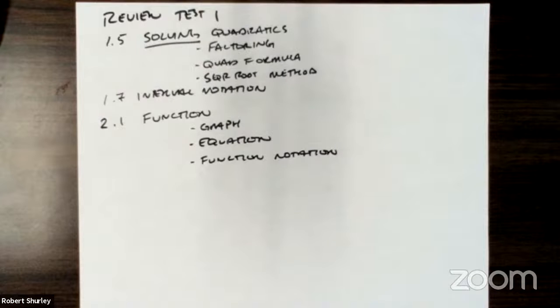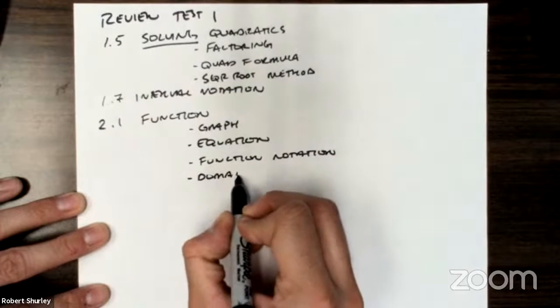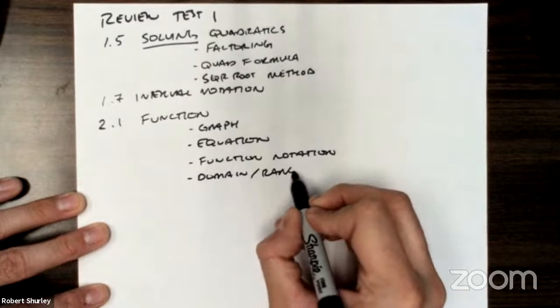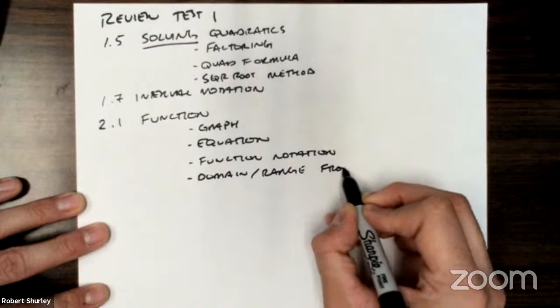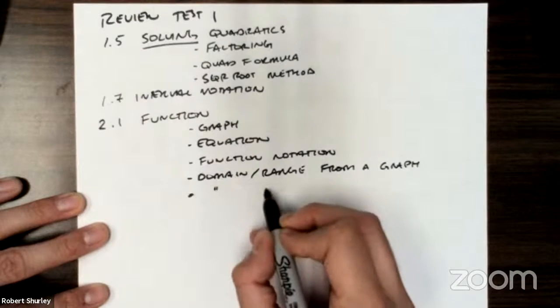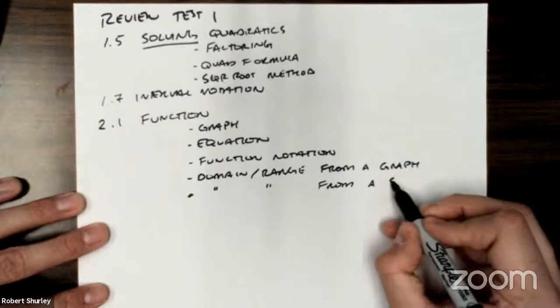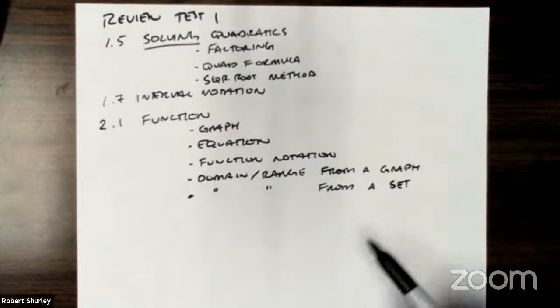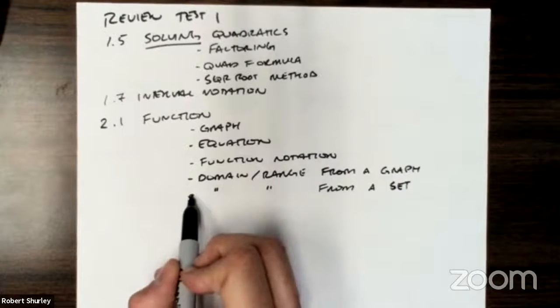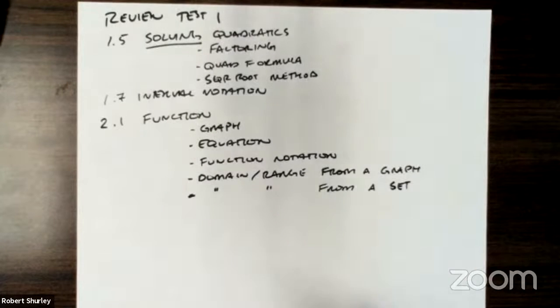Function notation was introduced in 2.1 as well. Okay. Make sure I've got it all. Oh, okay, and then we've got domain and ranges of functions. Now, this domain and range is from a graph. But then we also had the domain and the range from a set. So if we had a set, like a set of coordinates, we have to identify what's the domain and what's the range. So all of those are on there, or they might be on there in some shape or form.